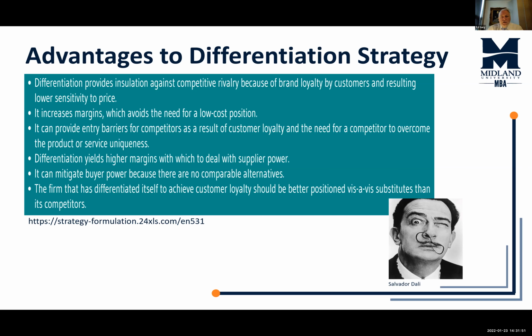So differentiation as well increases margins, which avoids the need for a low cost position. We mentioned our entry barriers. Differentiation adds obviously a higher margin. And so with that higher margin, we can influence our supplier power with regard to Porter's Five Forces. So we can have larger purchases, larger contracts, or we can pay earlier.